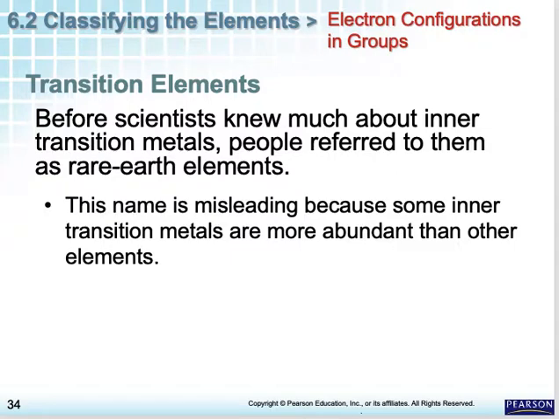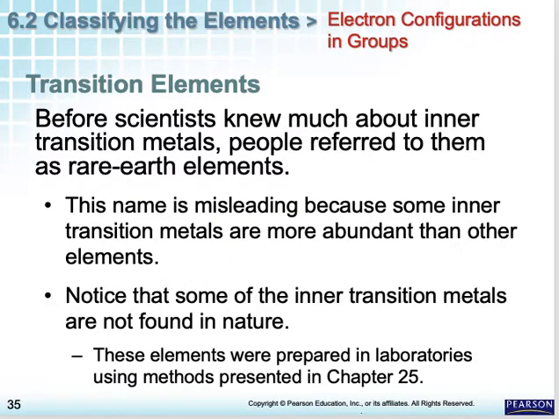Before scientists knew much about the inner transition metals, they were called the rare earth elements. It is misleading, however, because some of these elements are more abundant than other elements. They're rare just because they were hard to find, not because they're not present in very much. Some of these metals are not found in nature. You'll notice that because they're grayed out on the periodic table, and we won't be talking about these at all. These were man-made in a laboratory.